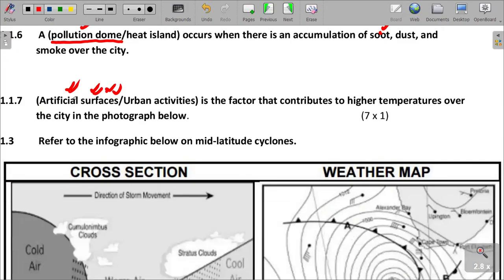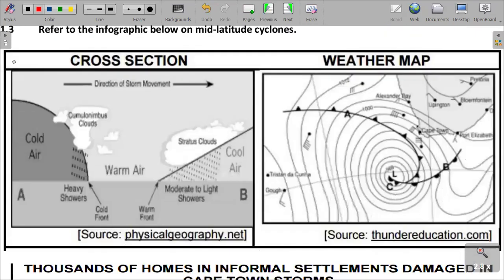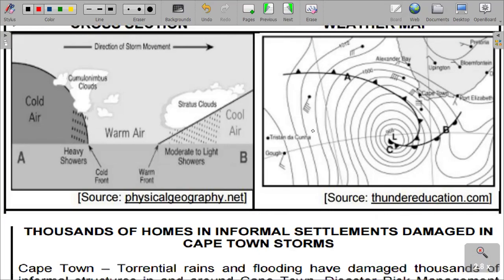And then we are given the infographic on mid-latitude cyclones, where we have got a cross-section that gives the direction of movement, which is west to east. And then we have got our weather map, a synoptic weather map that is given here.